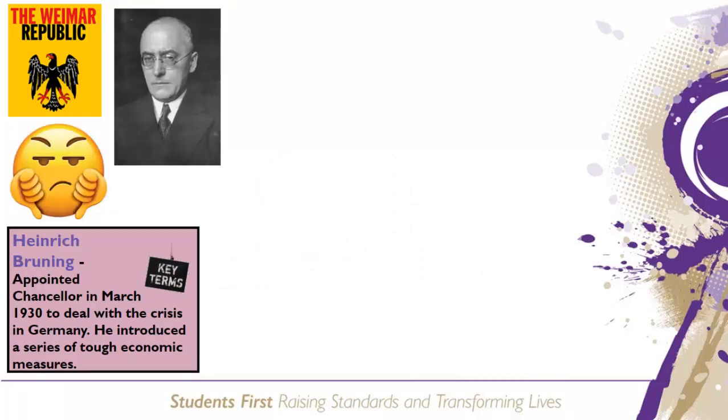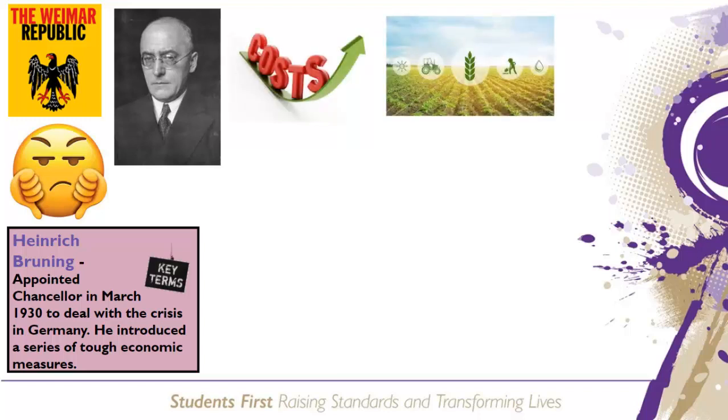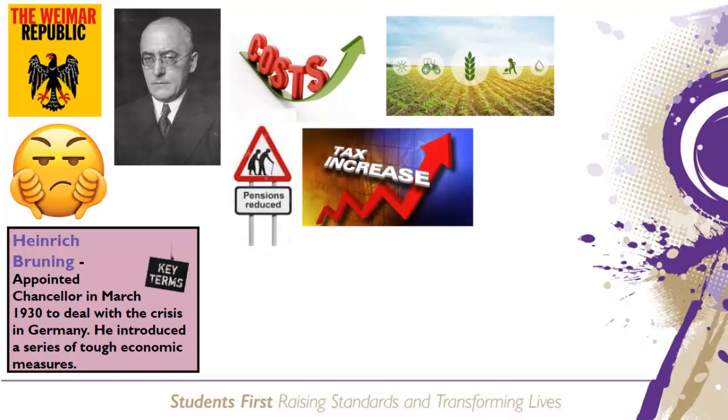In March 1930, the Weimar Republic appointed a new Chancellor, Heinrich Brüning, to deal with the crisis in Germany. He introduced a series of tough economic measures to keep inflation from rising like it had done in 1923. Brüning's economic policies were not popular among the German population. He increased the cost of imported food to help German agriculture, but this also raised food prices. Government salaries and pensions were reduced and taxes increased. This just added pressure on many Germans who were already struggling.